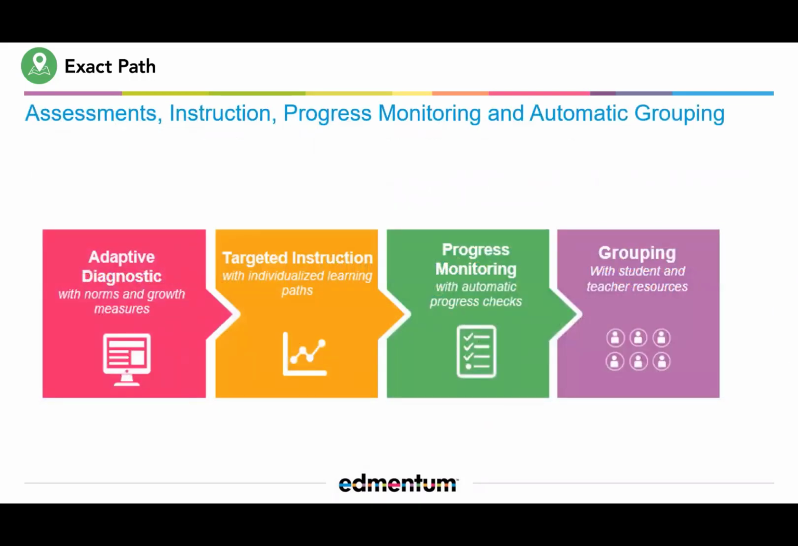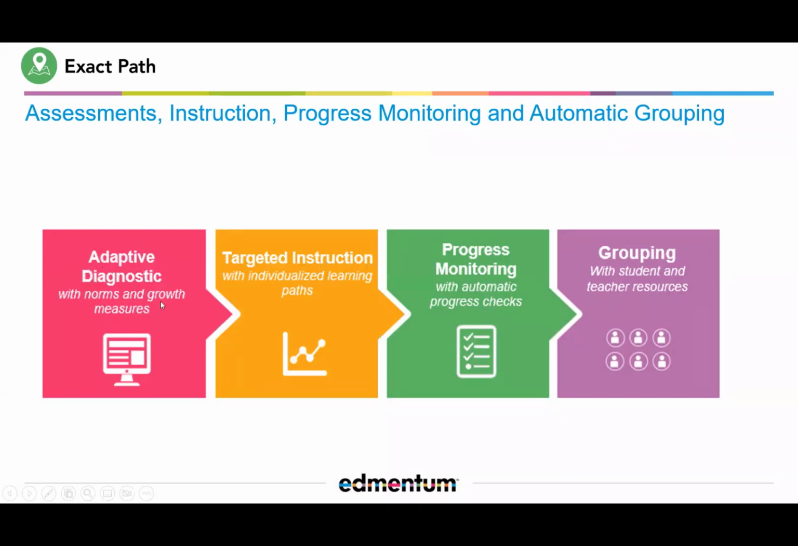So in summary, ExactPath has both the assessment and curriculum for grades K through 12. We are very proud to offer this combination specifically in 9 through 12, as that is not typical among our competitors. All grade levels have access to both the diagnostic and the curriculum.